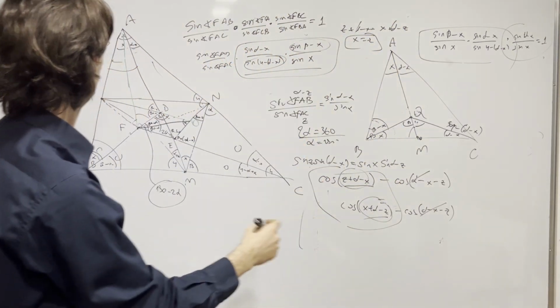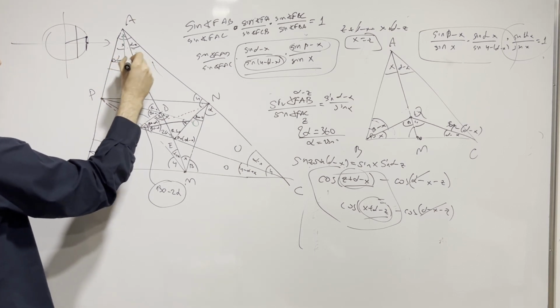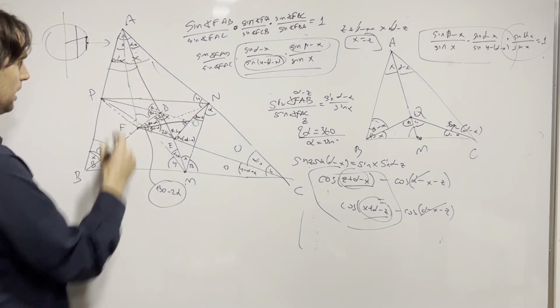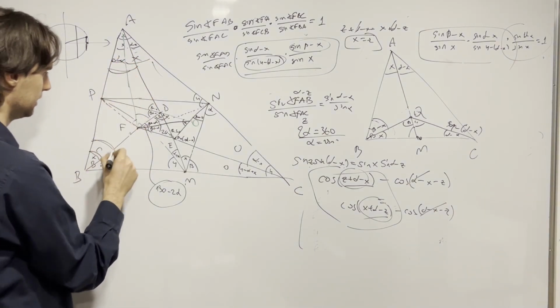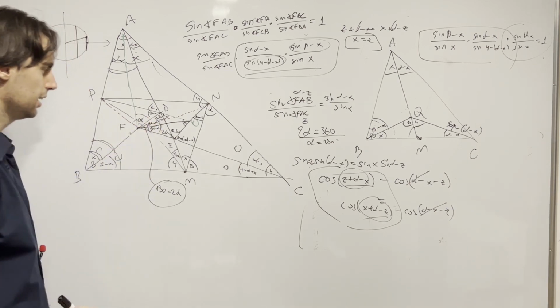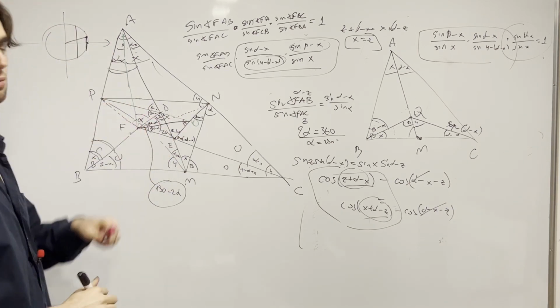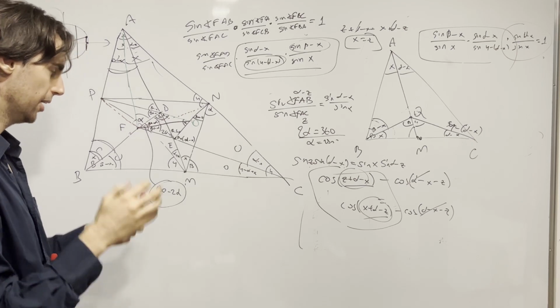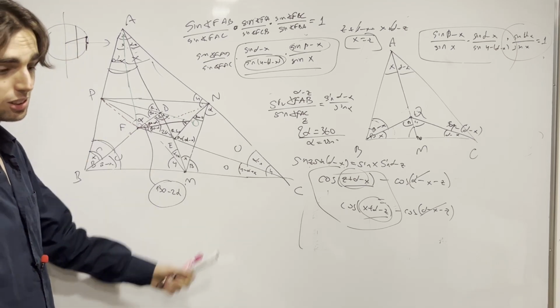And so we've proved that this is alpha minus x, and this is x. Now, because this is alpha minus x, and this is x, that means this is alpha, and then this is 90, and F lies on this circle that we needed it to lie on. And that finishes up the problem.